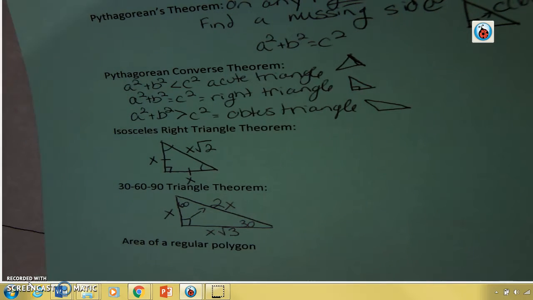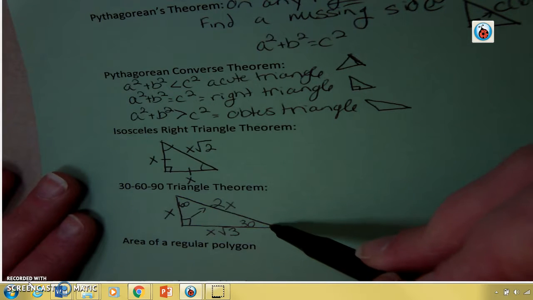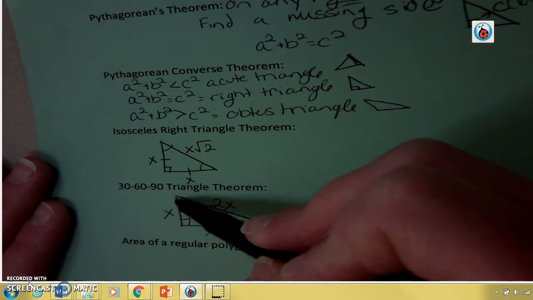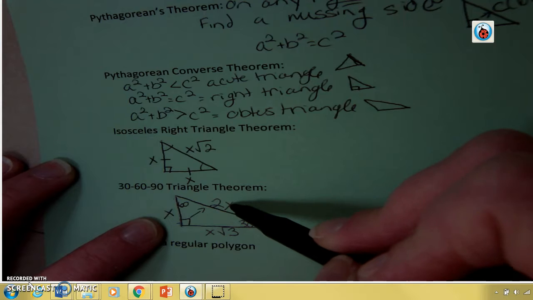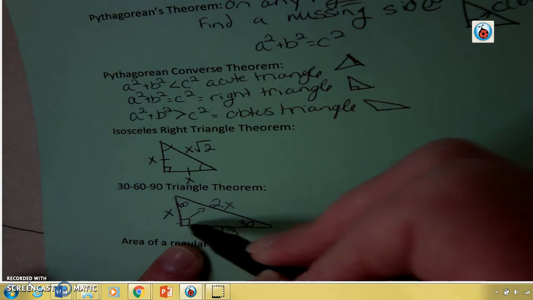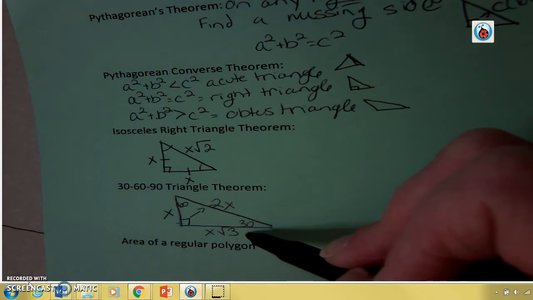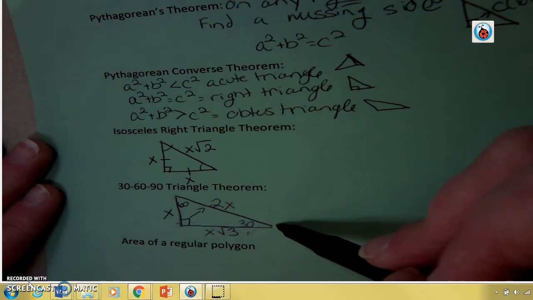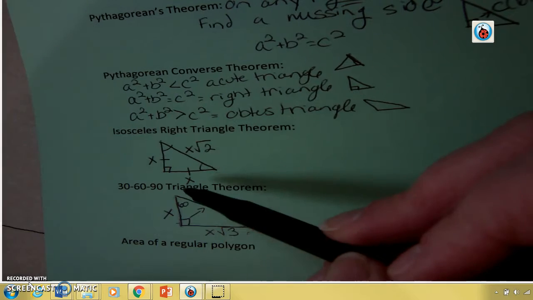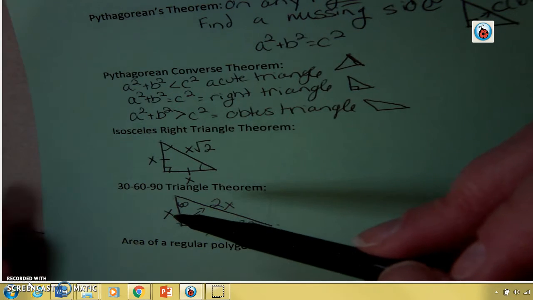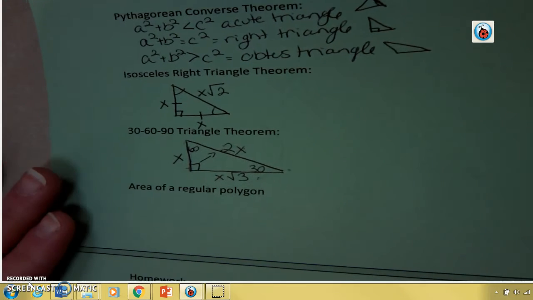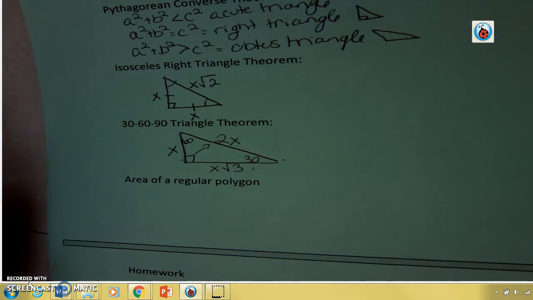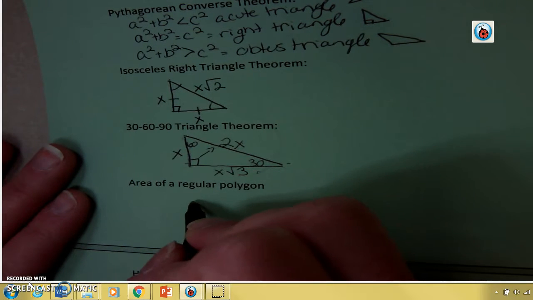So for an example problem, I might tell you that the hypotenuse is 10. Then you could tell me that this is 5, because 2 times 5 is 10, so x is 5. And then this side would be 5 square root of 3. So you don't actually have to go through and use Pythagorean's theorem, because this is the pattern that exists every time on a 30, 60, 90. Same thing here. You wouldn't have to use Pythagorean's theorem, because that always exists on a 45, 45, 90. Okay, our last one was area of a regular polygon.